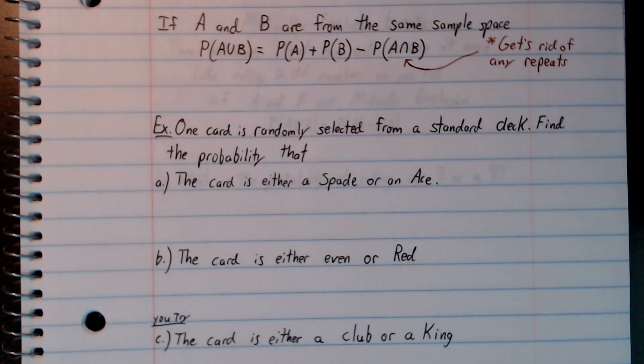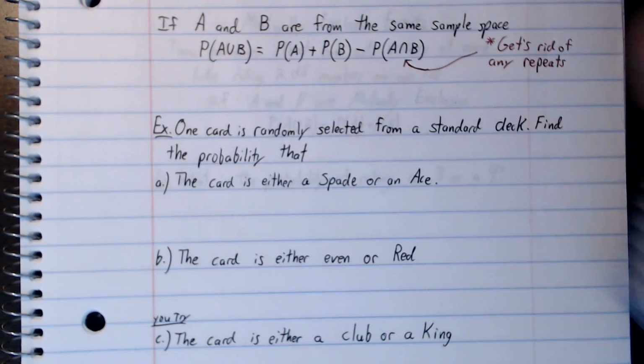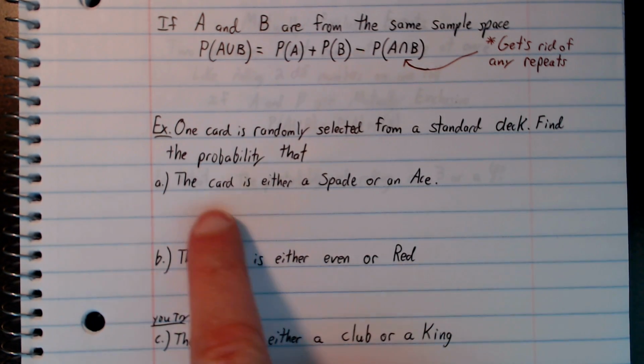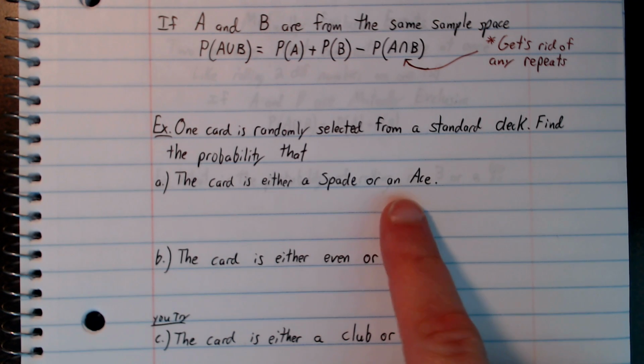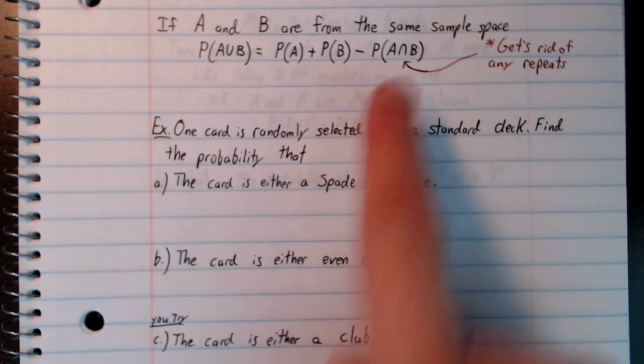First of all, you're going to need a calculator to do this. I have Desmos up and ready to go on my calculator. You can also use the school TI-84s. But here we go. We have a standard deck of cards. It's telling us that we're going to be pulling one card randomly selected from that standard deck of 52 cards. We want to find the probability that the card is either a spade or an ace. So it falls into that or situation. So we need to use this formula right here.